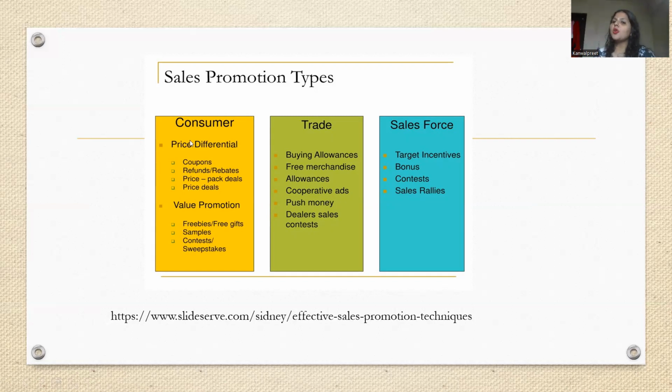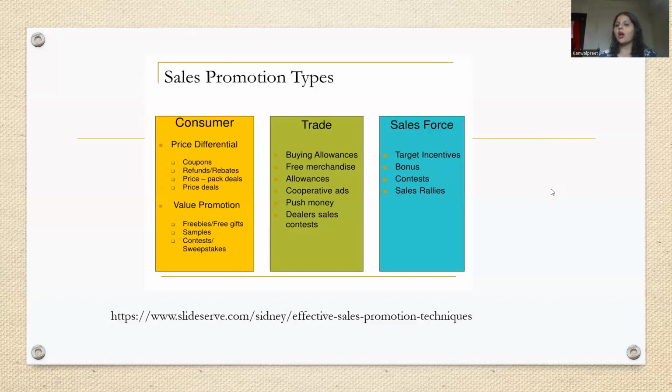Now consumer is called pull because with offers you are trying to attract them to the store to buy your product. So for consumer, the price differential, you can give them coupons. Okay, now you order on Zomato, you get coupons, remember? Refunds, price pack deals, price deals, value promotion, freebies, samples. So if you're directing at the consumer, it becomes pull. You are pulling them to your shop, to your product. And trade, you are pushing, you are giving incentives to the dealers to push your product in the market.